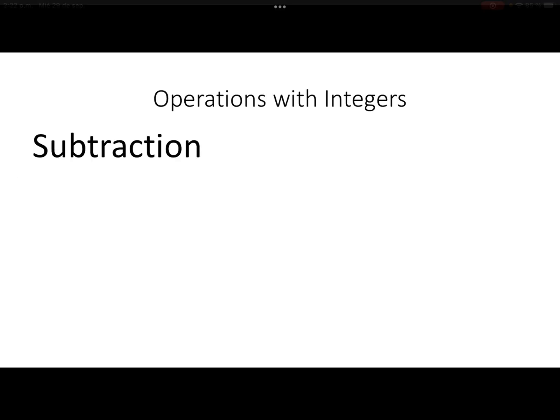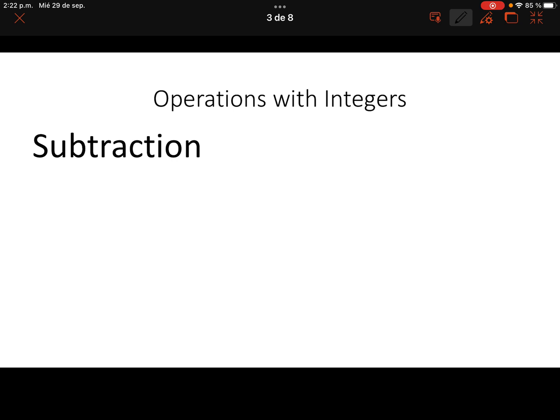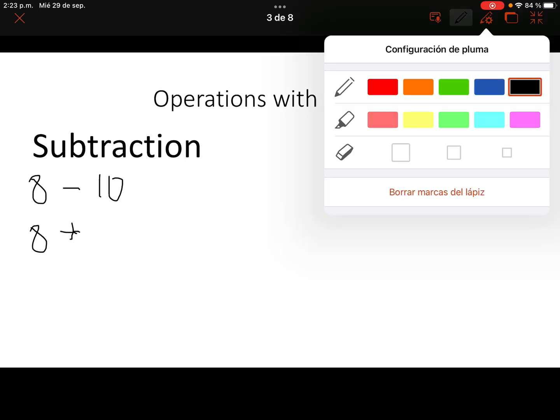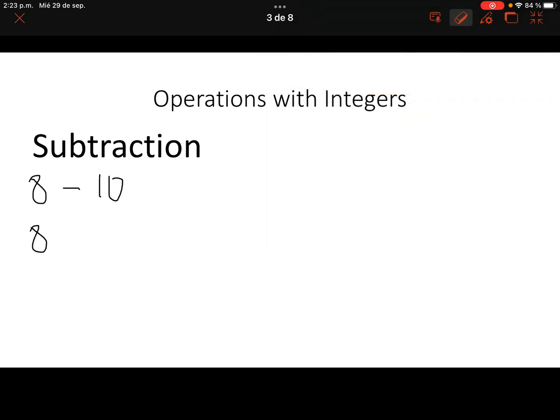Next operation is subtraction. When we have to subtract two integer numbers, the process is to transform the subtraction into an addition. Let me explain with this example. Let's solve this exercise: 8 minus 10. The first number is 8, the second number is 10. The first number we keep the same.